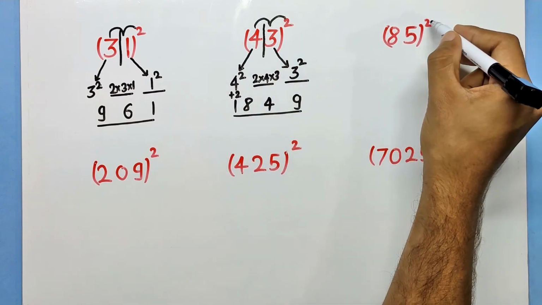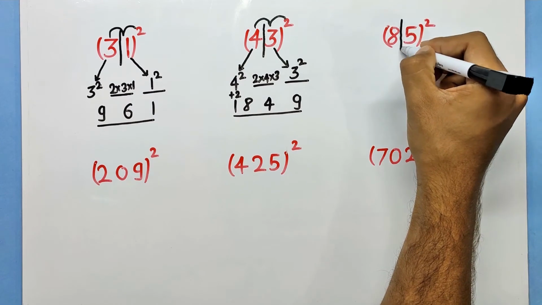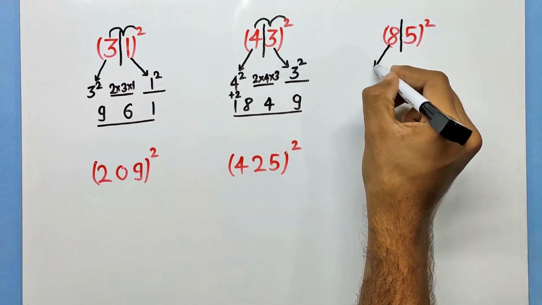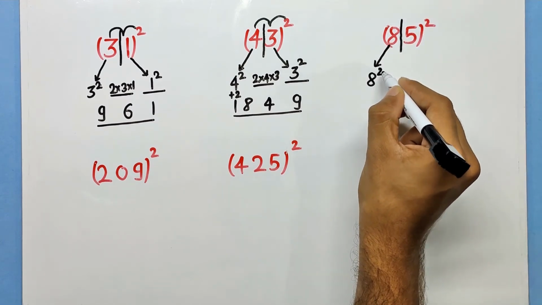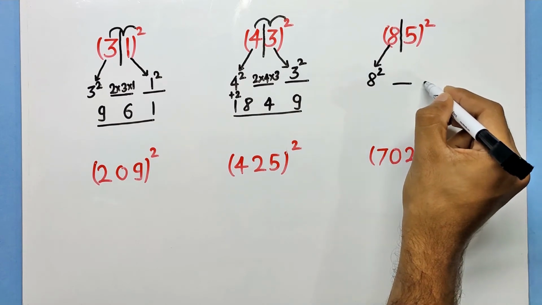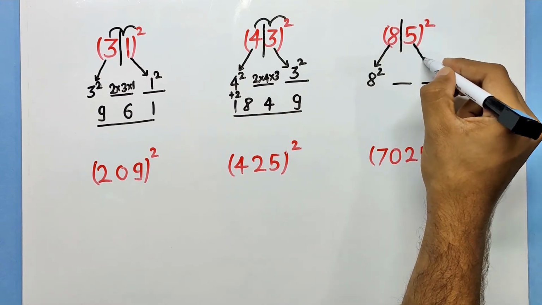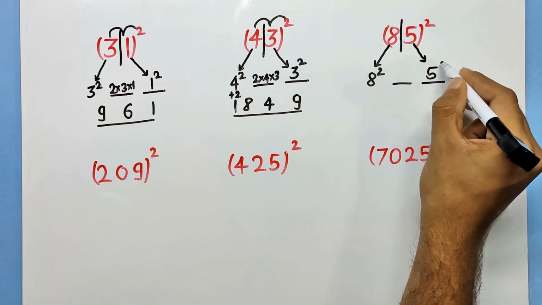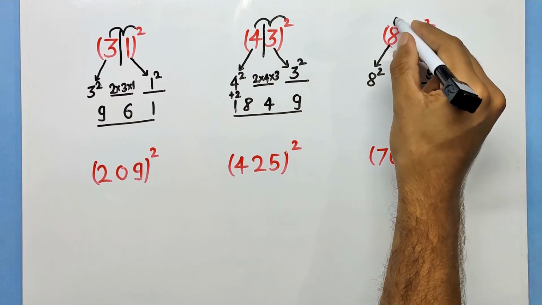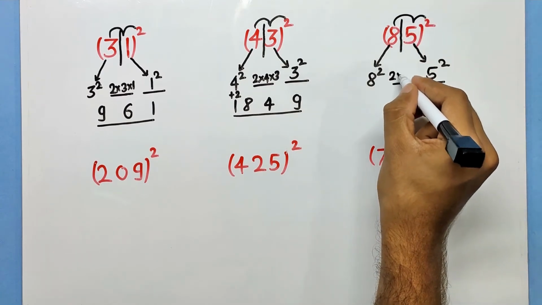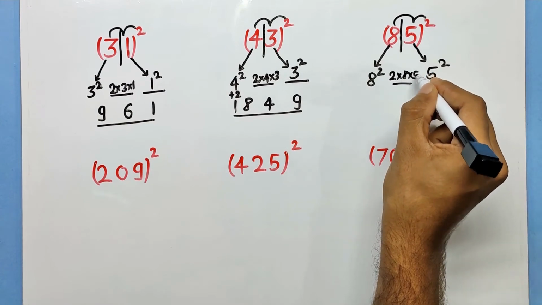Let's find the square of 85. Let's make the two parts. Write the square of the first part, that is 8 square. Let's make the place for two digits. Write the square of the other part, that is 5 here. And in the middle, we'll multiply these numbers. So 2 times 8 times 5.